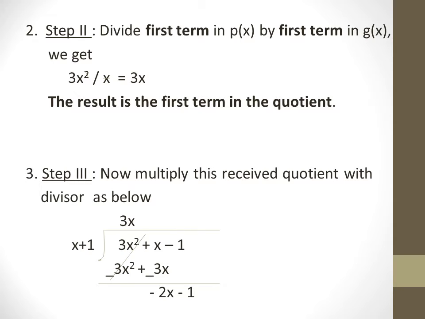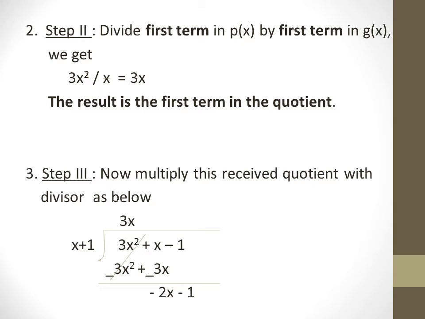Now consider this 3x as the quotient of your division. And the division is to be written as below. So 3x square plus x minus 1 is the dividend, whereas x plus 1 is the divisor. And what is your quotient? That you found out in step 2. Write the quotient in place of quotient. Now multiply this quotient with every term of the divisor. For example, the first term in the divisor is x. Multiply it with the quotient 3x. What is the answer? 3x square.